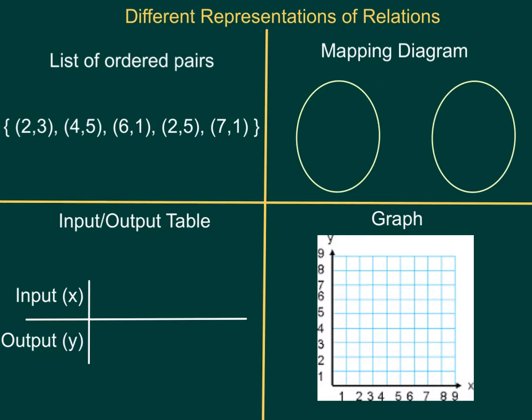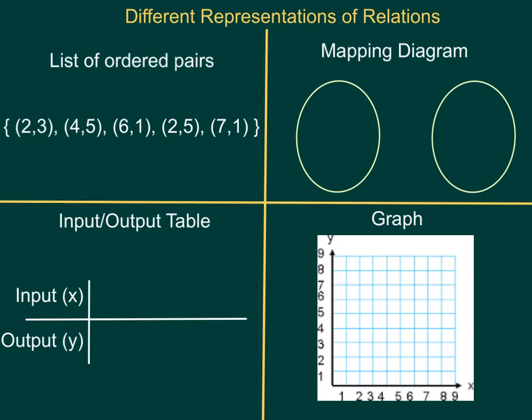So one thing I mentioned is that there's a few different ways that you can represent relations. One of them is just the list of ordered pairs. And so what I have here is the same list of ordered pairs from the previous page, which we know is not a function, but it's just a relation. But that's okay. We can still show it in other forms. And so what I'm going to do is look at three other forms besides just a list of ordered pairs. The easiest one is probably the bottom left, which is the input-output table.